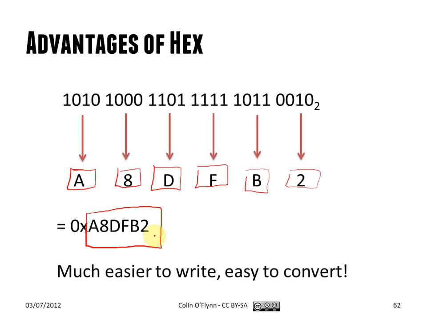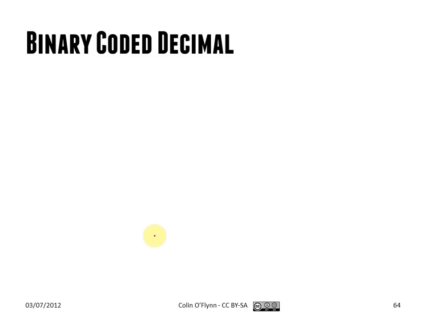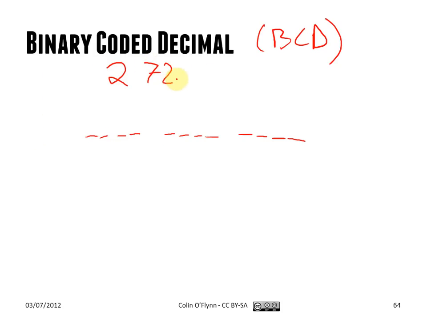And the final number system I'll be talking about is binary coded decimal, or BCD. What binary coded decimal is, is where we kind of cheat, and if you're lazy, then you don't even do the conversion at all. So what you do is you have 4 bits, and everything will be broken down into 4 bits, but we just directly convert the number. So let's say I have 272 in decimal, and I want to convert it to BCD.